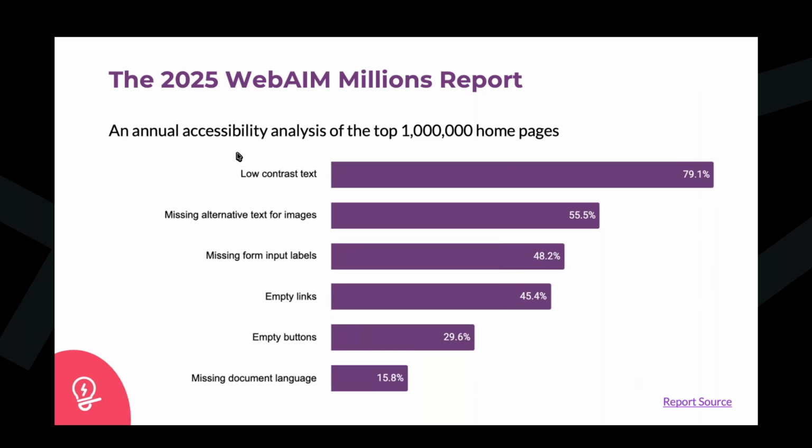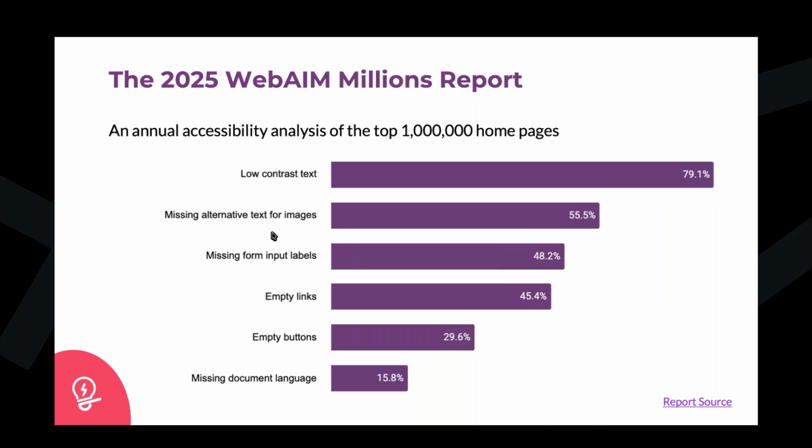So let's dive in. We have low contrast text. This is impacting almost 80% of all homepages. Then missing alternative text for images. So well over half have at least one instance of that. Missing form input labels, about half have at least one of those. Empty links, empty buttons, and missing document language. I'm going to dive into each one of these, but these are the top 6.